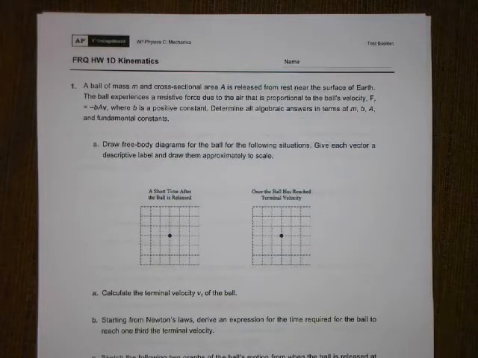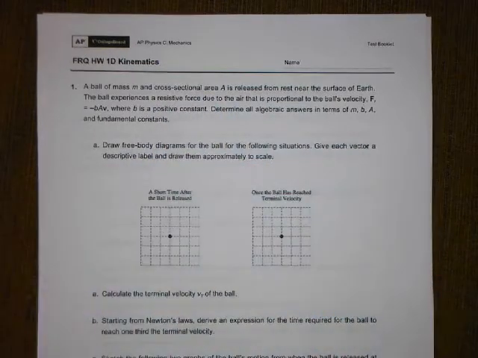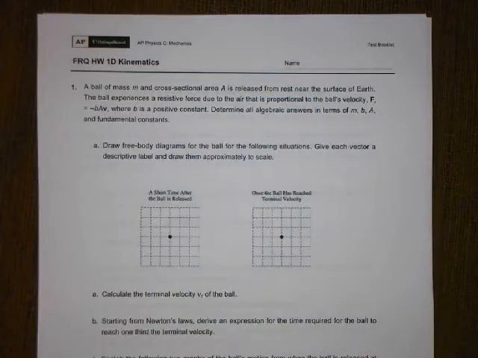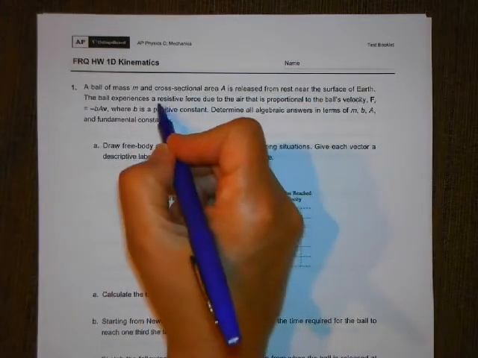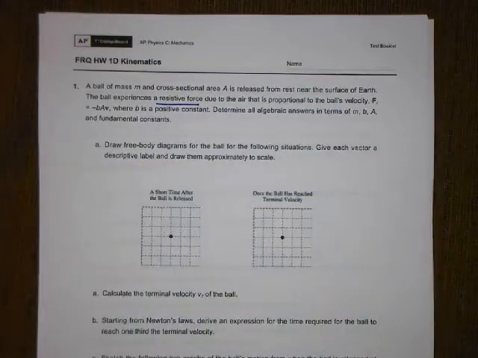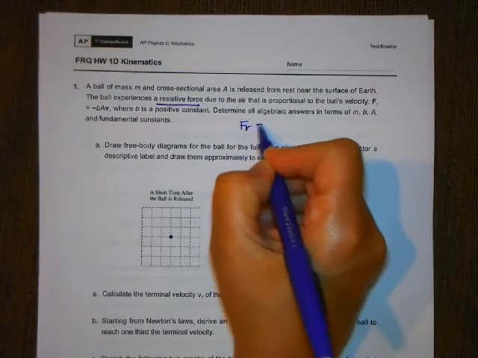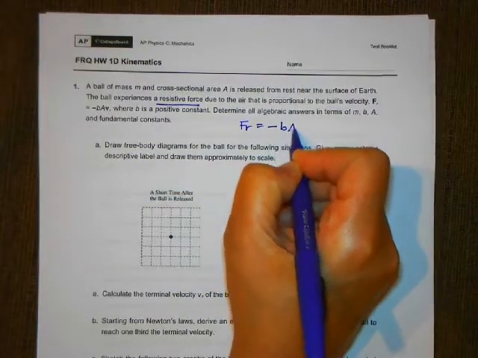It says a ball of mass M and cross-sectional area A. The cross-sectional area is going to create drag. It is released from rest near the surface of Earth. The ball experiences a resistive force. Once we see that it's a resistive force, you know it has to do with calculus. Due to the air, it is proportional to the ball's velocity. So this F, the resistive force, is equal to minus bAv.